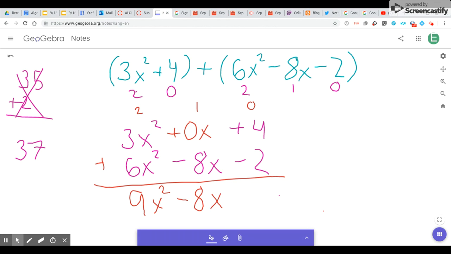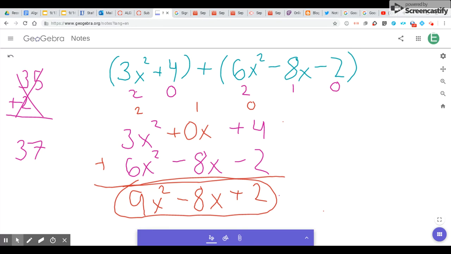And then over here for my constant term, I have a 4 and a negative 2. I can think of the minus 2 as a negative 2. So I know that when I add those together, I get positive 2. Okay, this is my answer right here. So when we're adding polynomials, we get another polynomial, a different polynomial. In middle school, you probably referred to this as combining like terms.